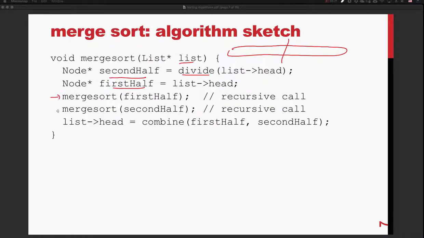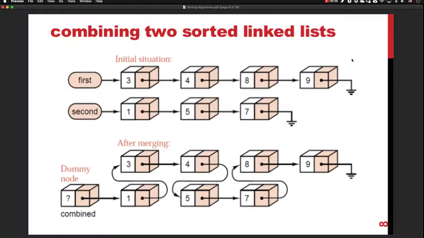Then recursively sort the first half and the second half. Then we have two lists, each of them sorted, so we just combine them together. That is the merge sort algorithm. Let me show you how this algorithm works with an example.